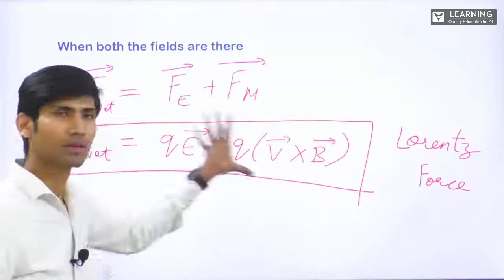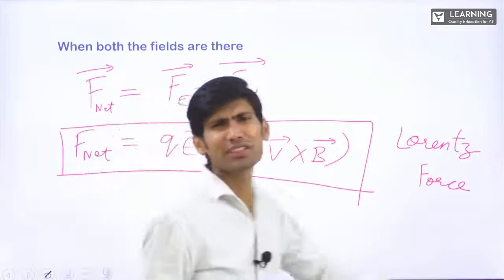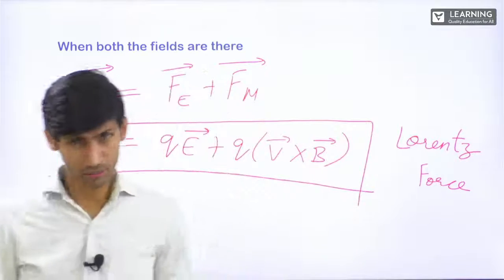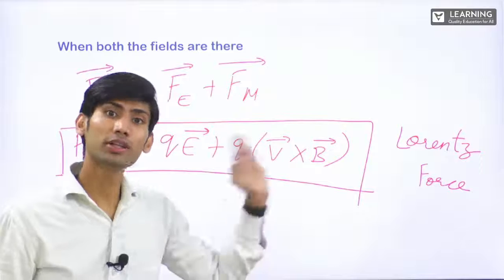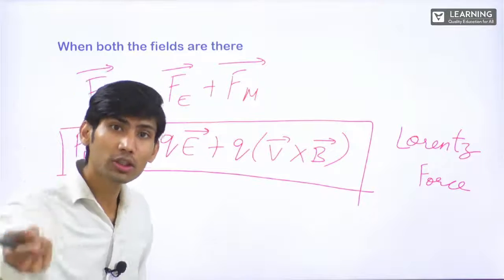Easy it is. Now, on this particular force, a lot of questions can be found. A lot of numericals, good numericals can be found. Okay, we'll be seeing certain numericals in the third lecture. Why we are not seeing the numericals here? Because the numericals will be on the motion of the charge.